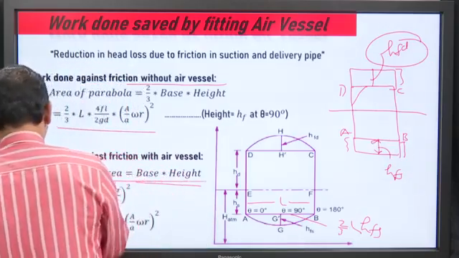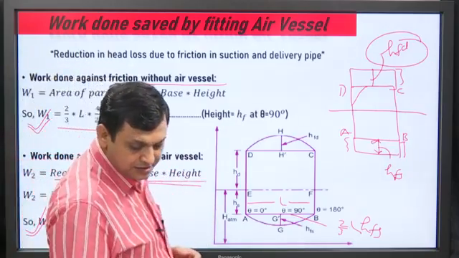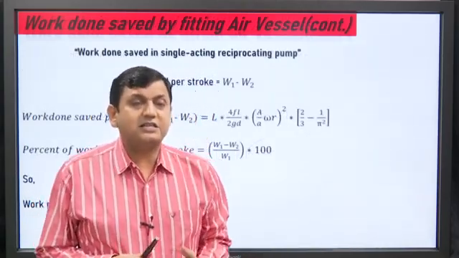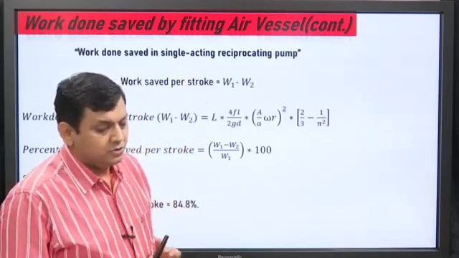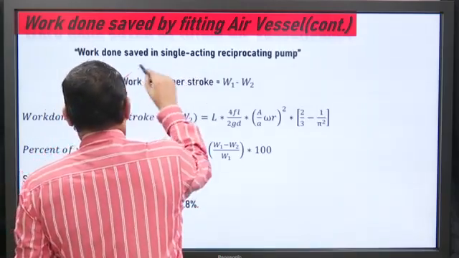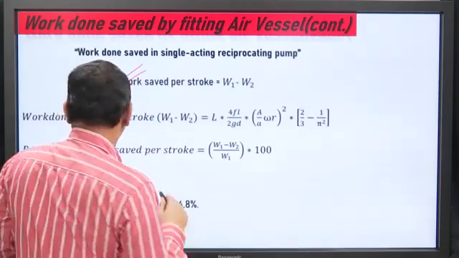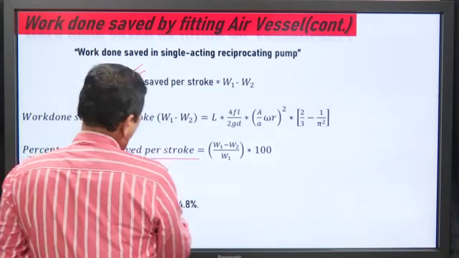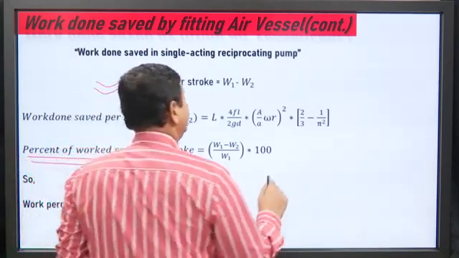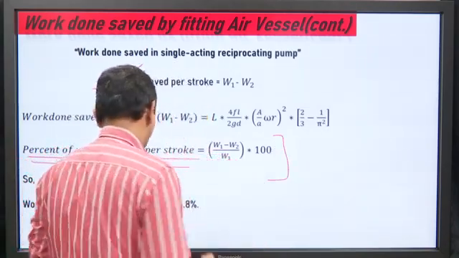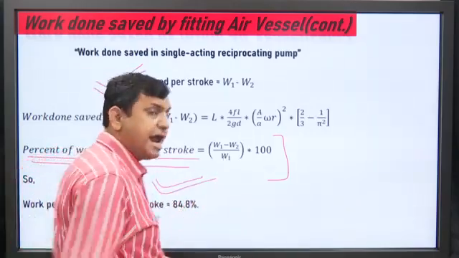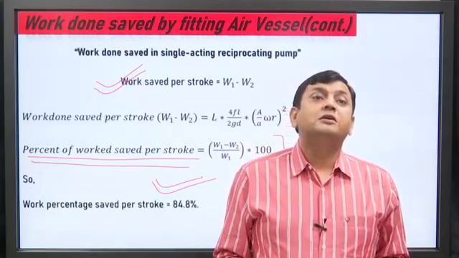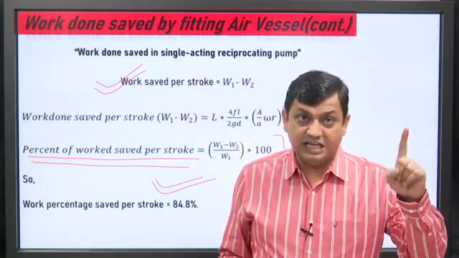So we calculate W2 on that basis. If we compare the work done saved in single acting, W1 minus W2, and compare the percentage work saved per stroke in single acting, it is an outstanding result: 84.8% power is saved due to using an air vessel in single acting.